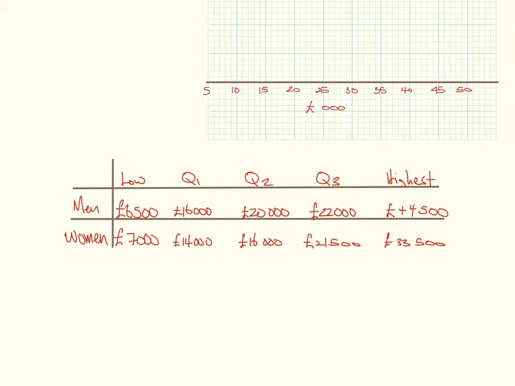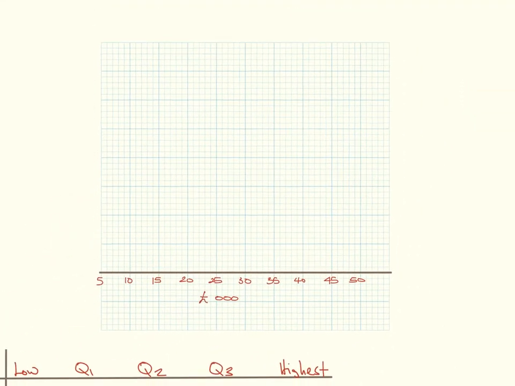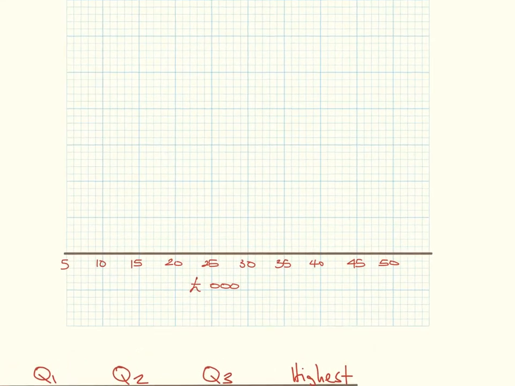So what I've done here to prepare us for the box plot was to label the money on here. And obviously it's in thousands of pounds. Even though you see 5, it means £5,000, and so on. And then we're going to represent this information. We'll draw 2 separate box plots, one for the women, one for the men.